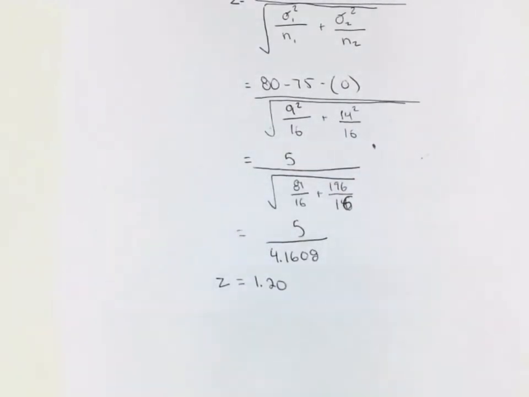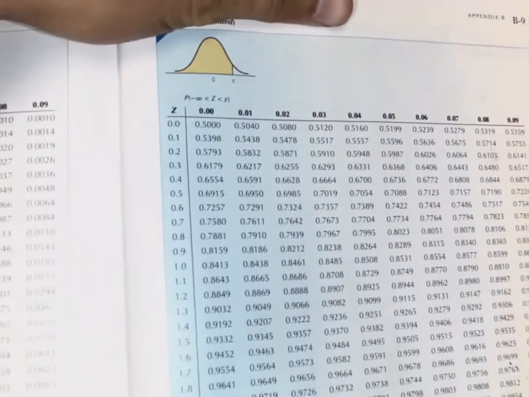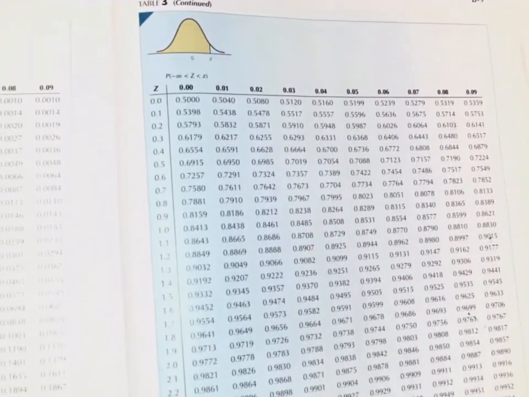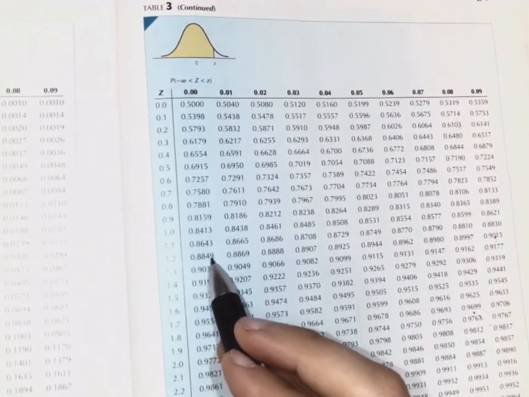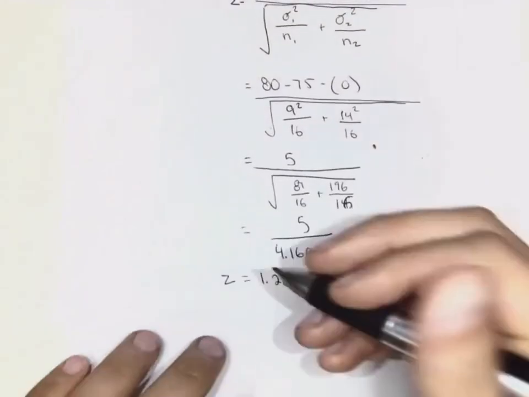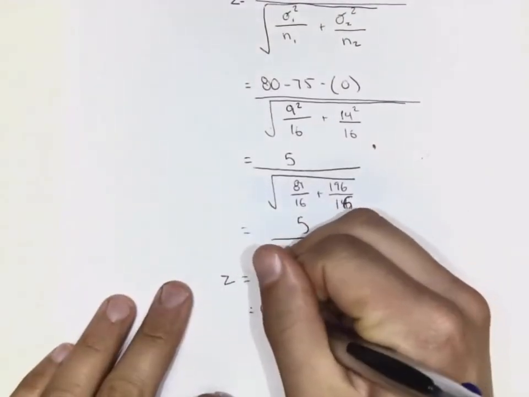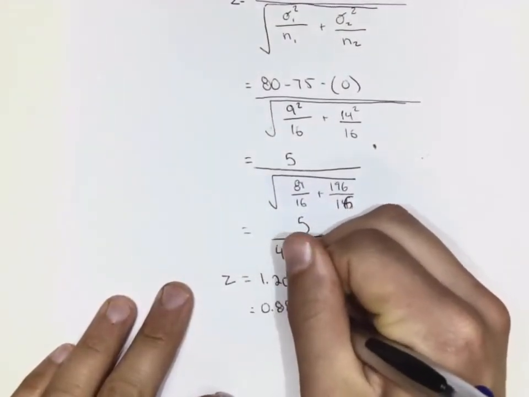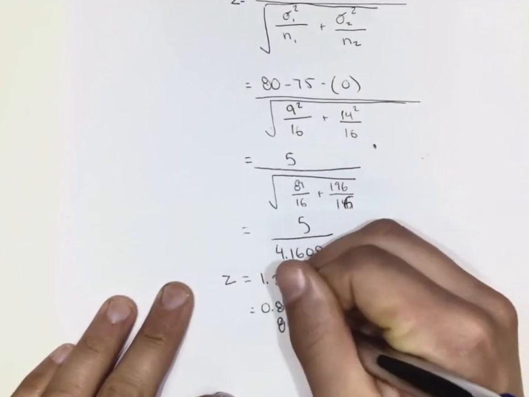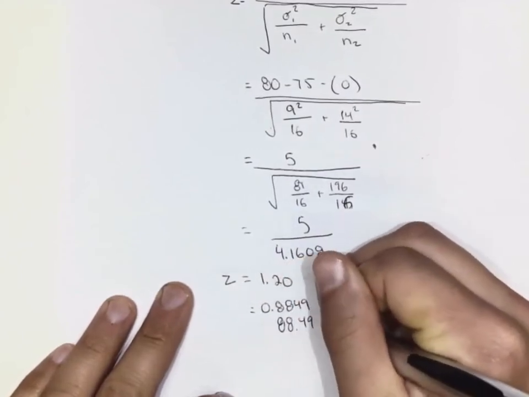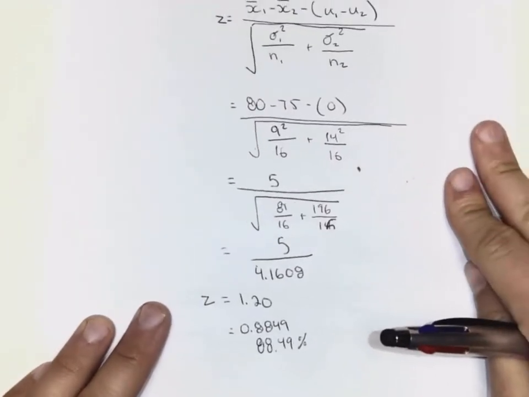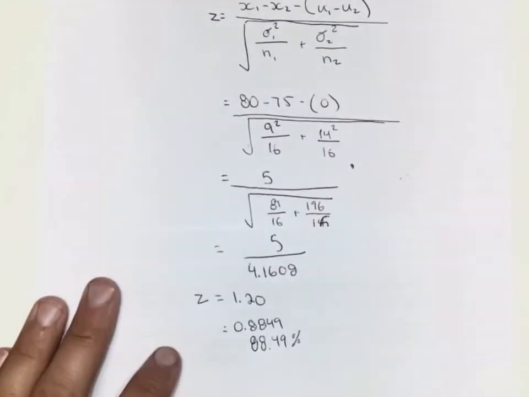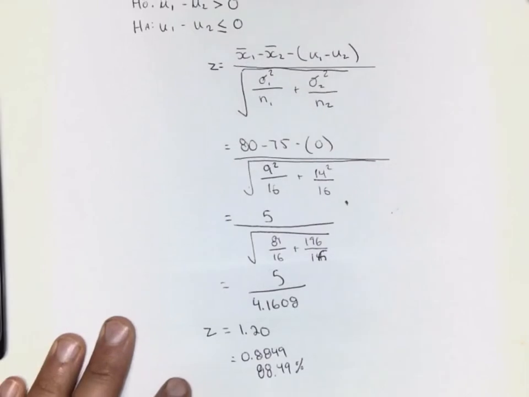When we have a look at our probability table, we see that 1.20 brings us a probability of 88.49%. A probability of 88.49%. So let's review our hypothesis.